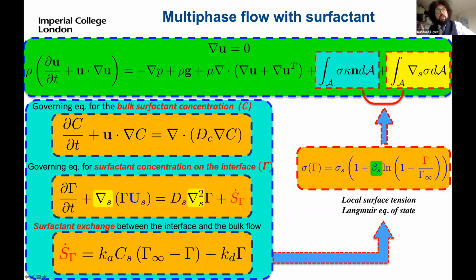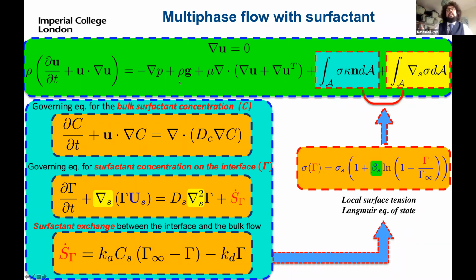And how we do this: when we compute the gamma surfactant concentration on the interface, we use the Langmuir equation of state, which is like this. And here is the local surface tension on the interface. It's a function of the surface tension when it's clean, without surfactant, plus a formulation like this. And the beta S, this is what we call the elasticity number. It is a really important parameter which gives you the strength of the interface.